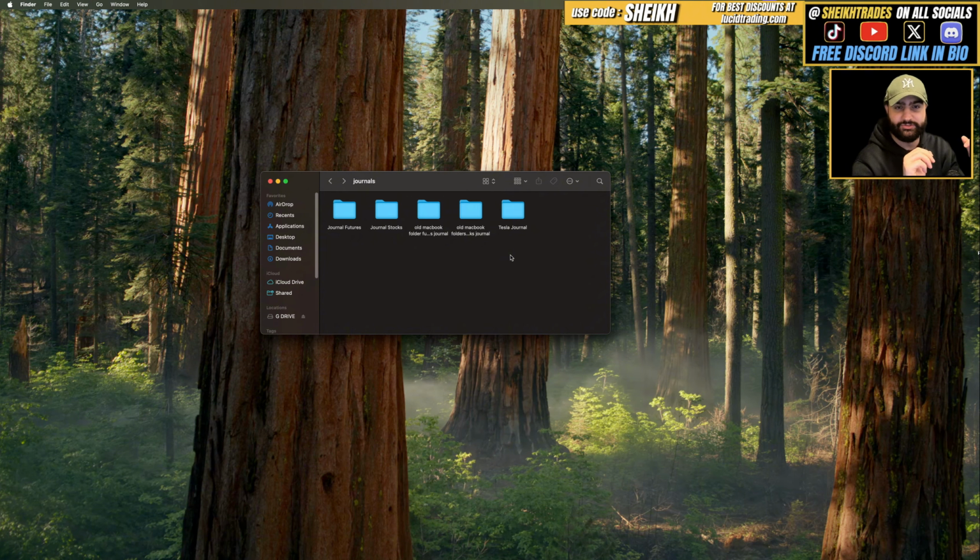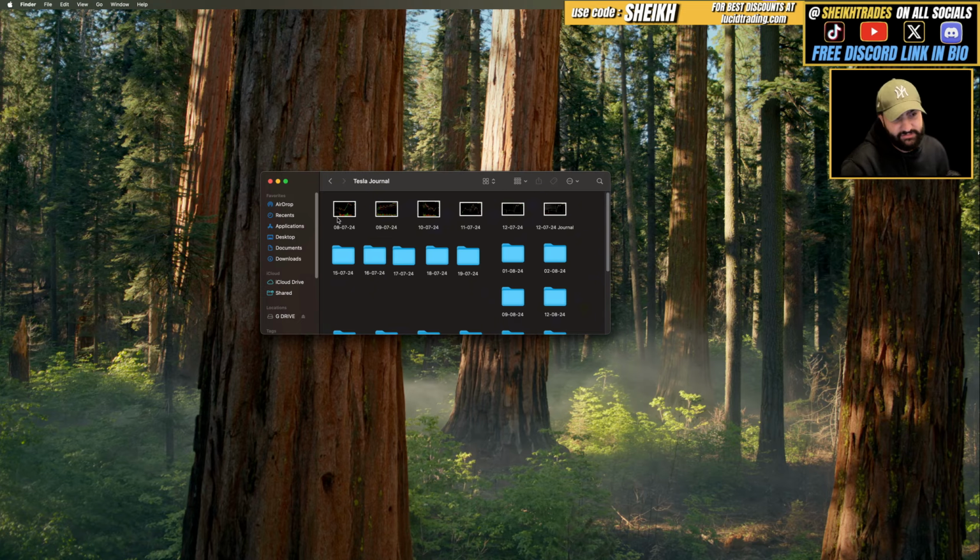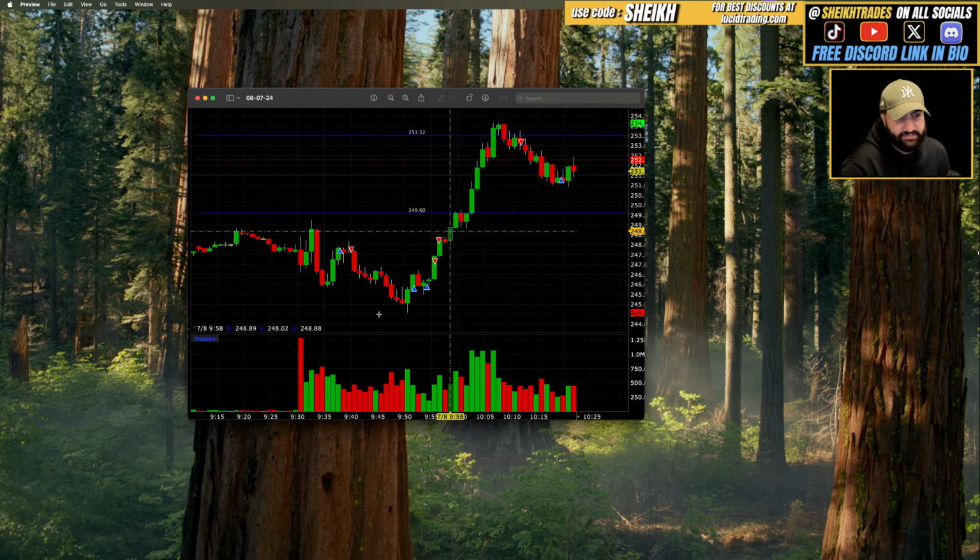That's 5 screenshots per ticker for 5 instruments, so 25 screenshots, and I've annotated all of them. And we could go into some of them. Let's go Tesla journal. This is my specific Tesla journal. You could see 0807 2024 last year. Some of my trades, you can pull them up. This is how they look.